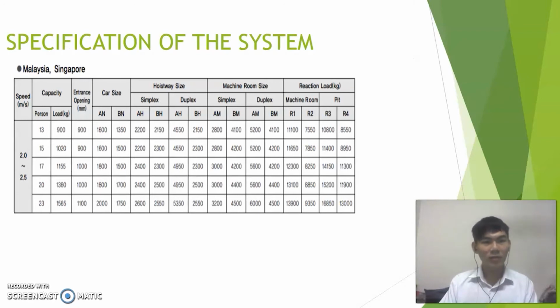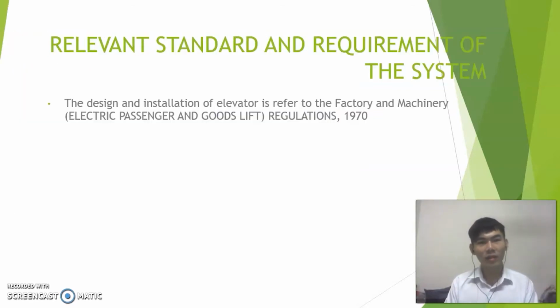So this is the specification of the system in Malaysia. It has various speeds and various capacities, and this depends on the type of the building. This is the specification where the speed is in the range from 2 to 2.5. And here is the relevant standard and requirement of the system. Generally, the design and installation of elevators refers to the Factory and Machinery (Electric Passenger and Goods Lift) Regulations 1970. That's all. Thank you.